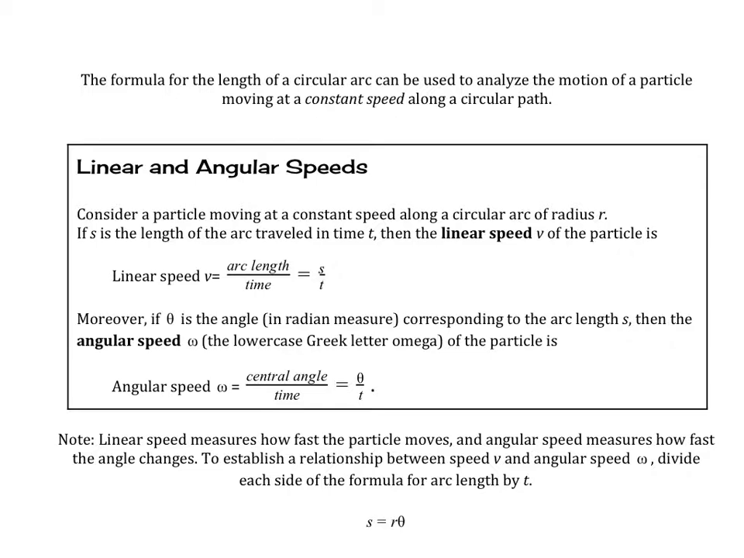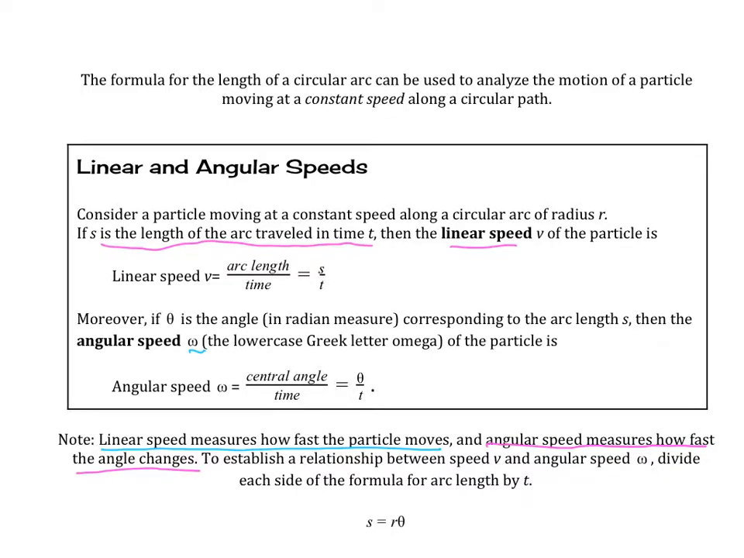Consider a particle moving at a constant speed along a circle arc of radius r. If s is the length of the arc traveled in time t, then the linear speed v of the particle is arc length over time, or s over t. Moreover, if theta is the angle corresponding to the arc length s, then the angular speed, omega, of the particle is central angle over time, which is theta over t. Note, linear speed measures how fast a particle moves, while angular speed measures how fast the angle changes.